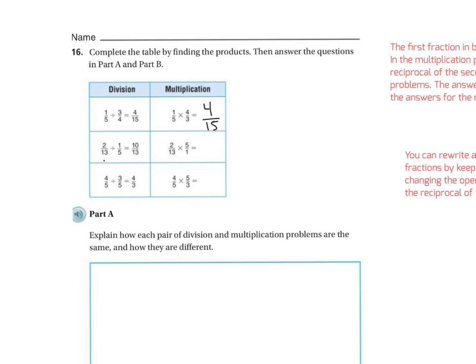So we have 2/13 divided by 1/5, which is the same thing as 2/13 times 5/1. So my answer is going to be the same, 10/13. And they're just trying to show you that division and multiplication, as long as you use the inverse, is going to be the same. So we have 4/5 divided by 3/5. So they're going to change the reciprocal. See how they change the reciprocal? The answer is going to remain the same.